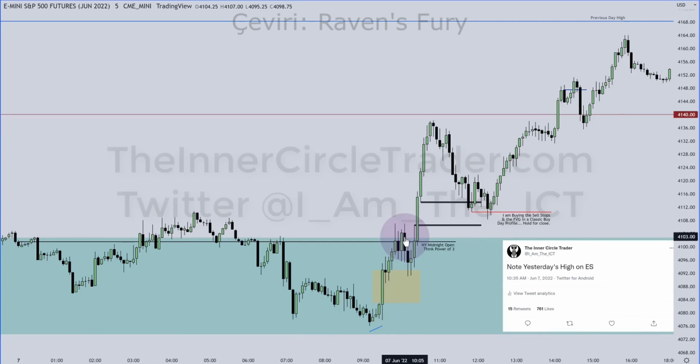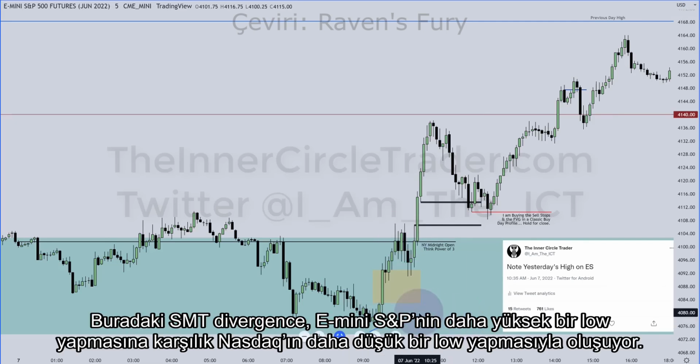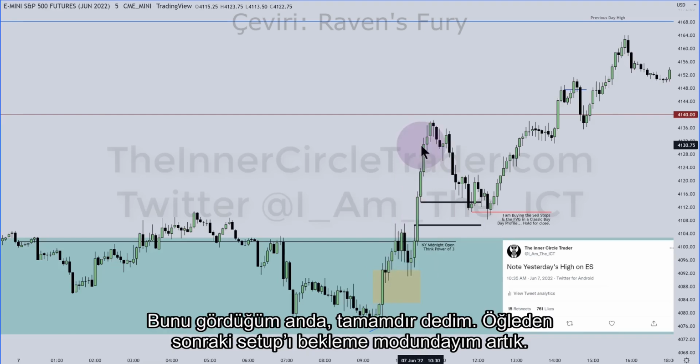Did I lose any money? Did I take any kind of a painful ego twist to my arm? No. The S&P divergence here in the higher low versus the lower low in NASDAQ comparably. And then we have the shift in market structure. We trade back down into the 15-minute fair value gap here, and then we rally once more. Once I saw that, then I'm good to go. I'm waiting for the afternoon setup.